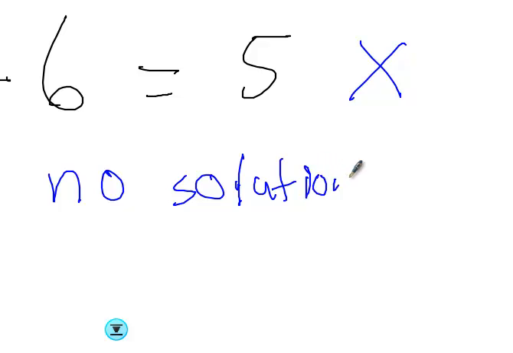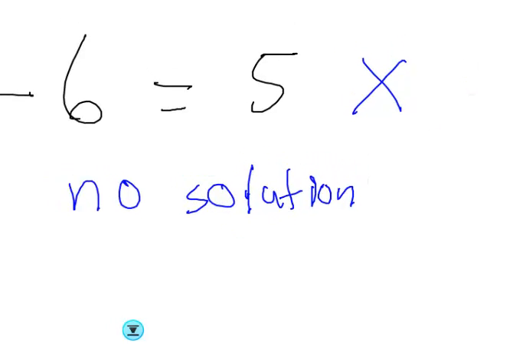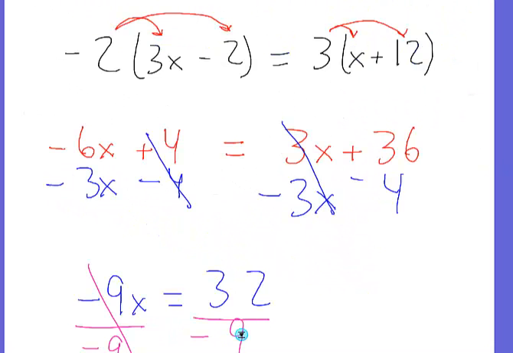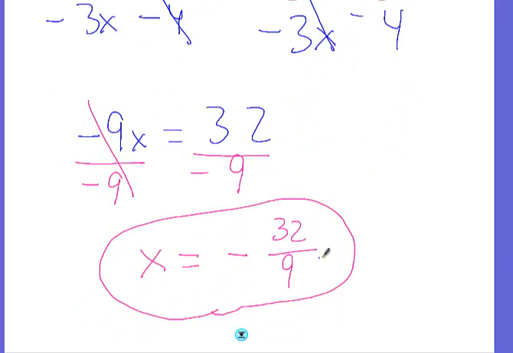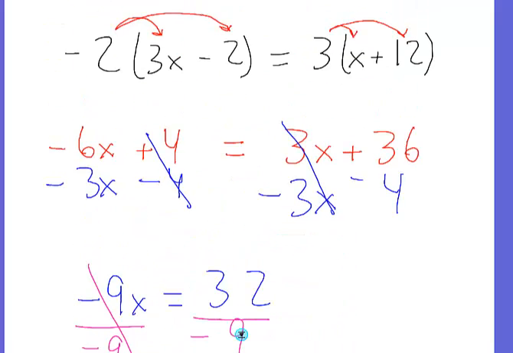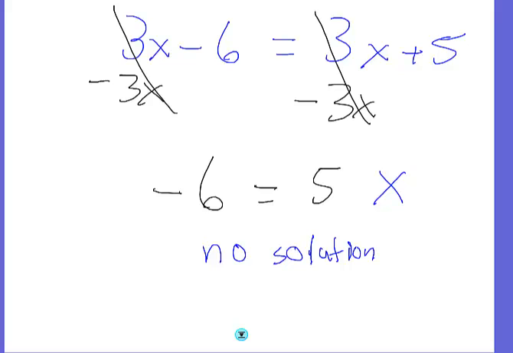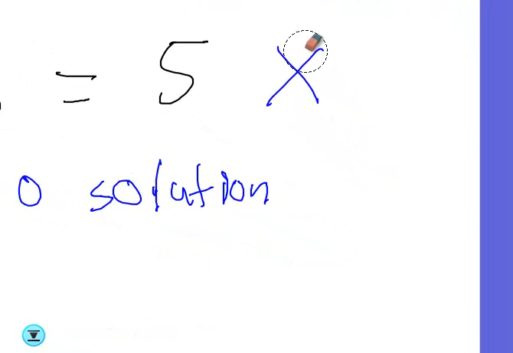Because really, whenever you find that x is equal to something, so for instance in this last one, how the x was equal to -32/9, that was our solution. That's the only answer that will make both sides of this equation equal. But now we're getting to a problem where no matter what you plug in for x, this equation will never be equal. Okay? There's no solution for it. It's never going to work.